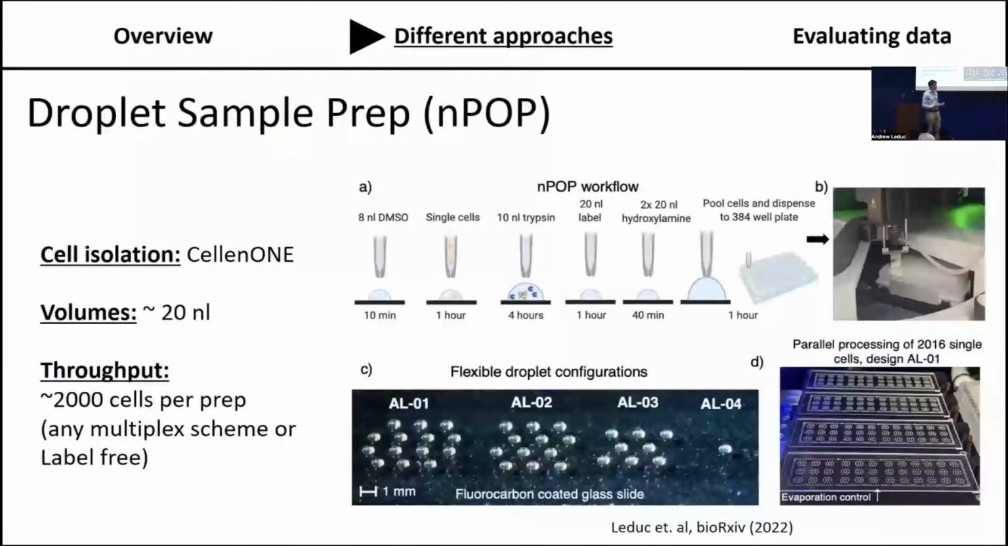And so to these ends, we developed the nPOP method, which again takes advantage of increasing throughput and of these small volumes, as you can see in the lower right-hand corner, by being able to further squeeze these samples tightly into these small arrays. An additional benefit of having this freedom is that we're able to have a sample preparation that is flexible to different designs.